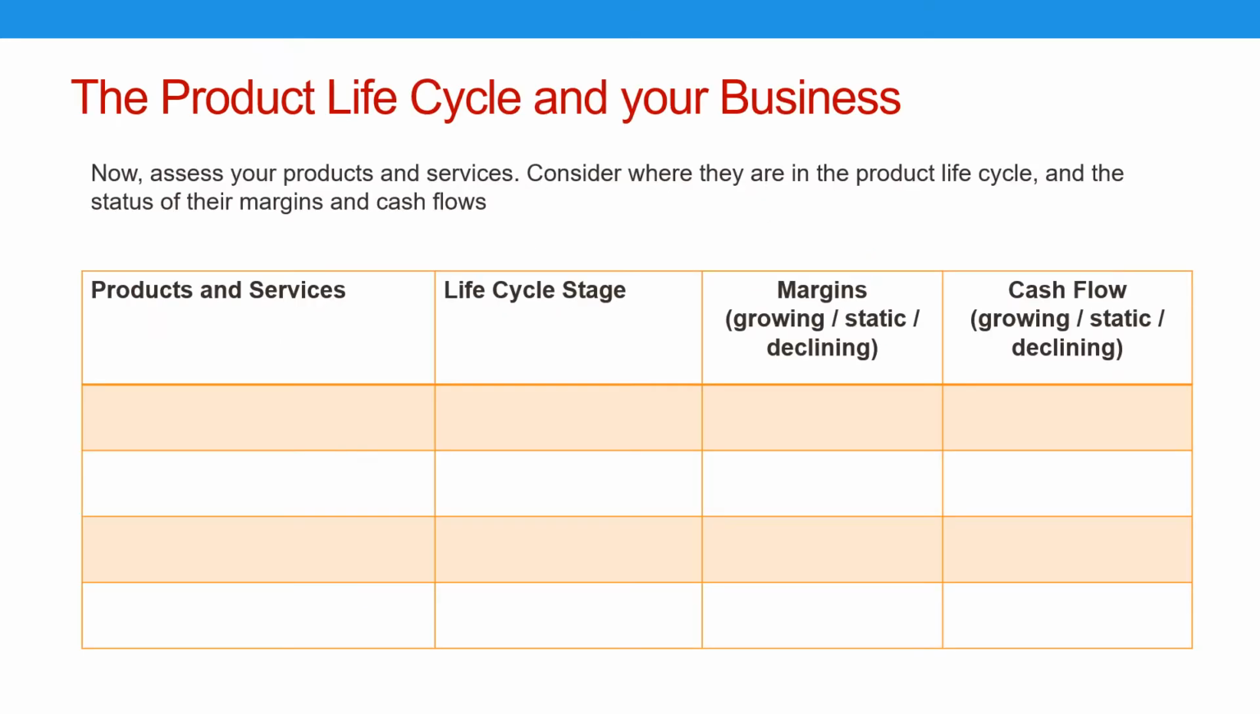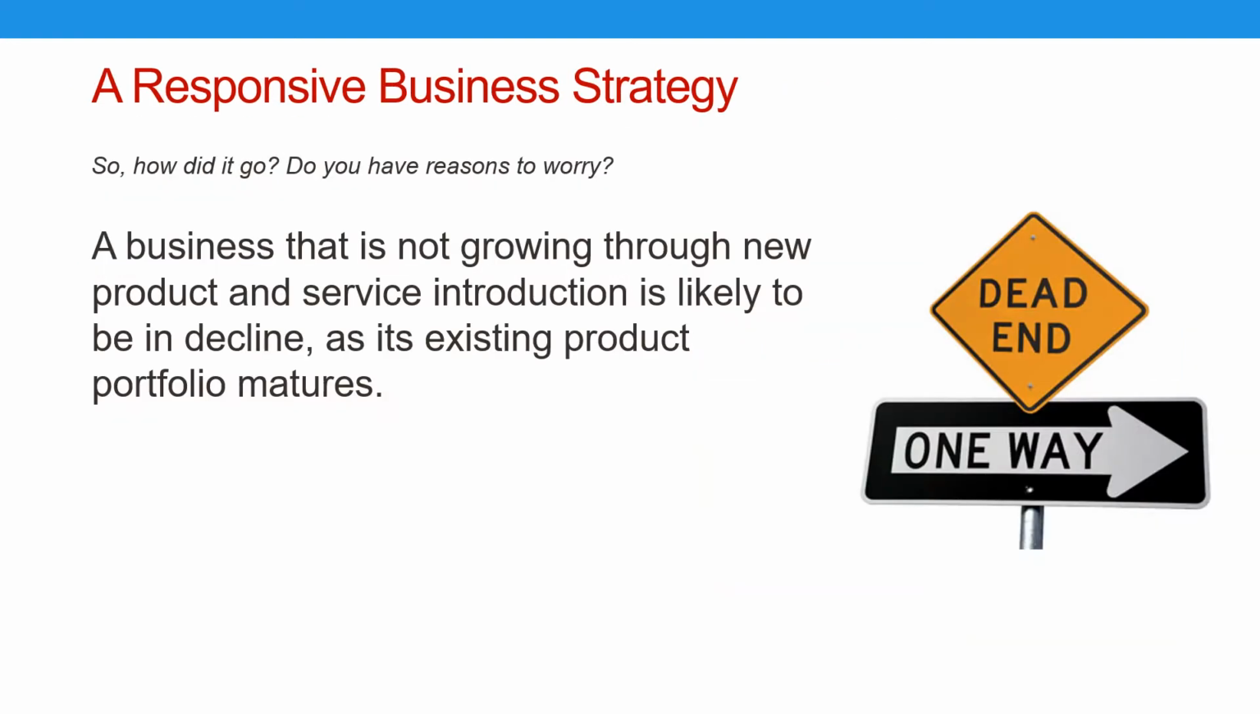We suggest you now take the time to assess your own products and services. Consider where they are in the product life cycle, and the status of their margins and cash flows. Complete this activity in your manual. So, how did your analysis go? Do you have reasons to worry?